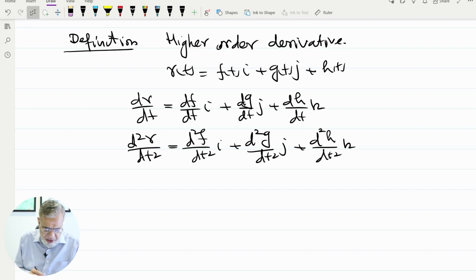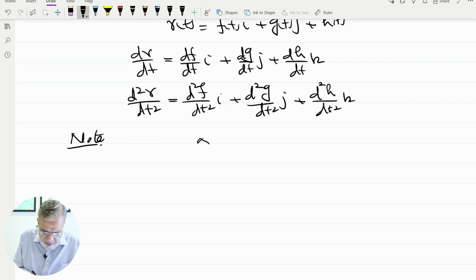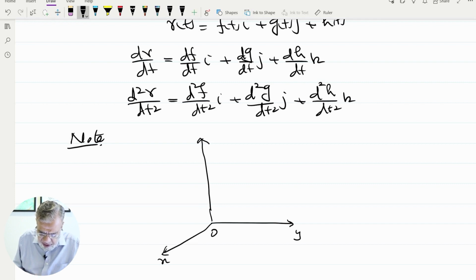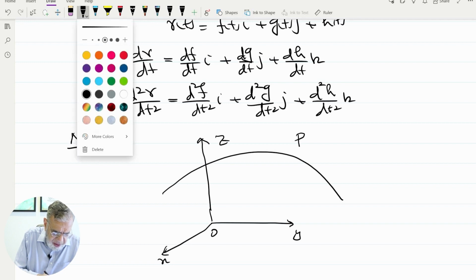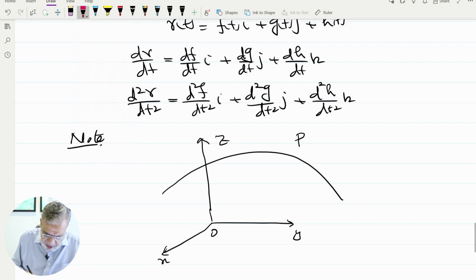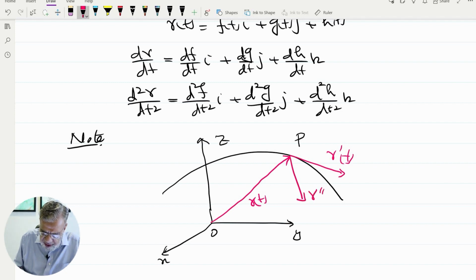I will just give you the geometrical interpretation of this as a note, how we define this derivative geometrically. For example, here I have my z-axis, my y-axis, and my x-axis. I have this curve, and there is a point P on the curve, and I have the vector valued function defined by r of t. If I take the derivative of this, then r dash of t is tangent to the curve. When I take the second derivative, r double dash of t, it lies inside the curve. That's the idea. We can take values and sketch them, and we can see how r dash of t and r double dash of t behave.